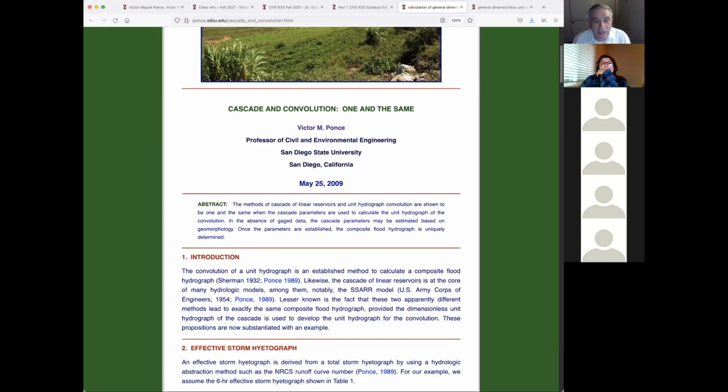So here, now we go to the second paper. The method of Cascade and unit hydrograph convolution are shown to be one and the same when the Cascade parameters are used to calculate the unit hydrograph of the convolution. So there's an if and but in there, a condition, a caveat. In the absence of gauge data, the Cascade parameters may be estimated based on geomorphology. Remember I said geomorphology was the ultimate answer to all our hydrologic problems. If you know the geomorphology, you can get the hydrology.